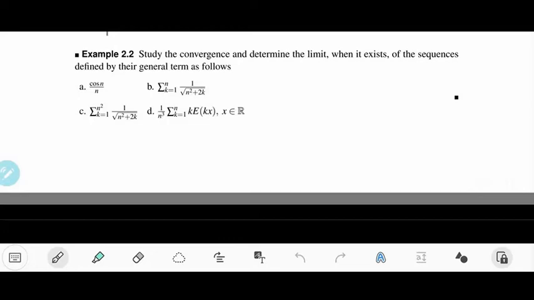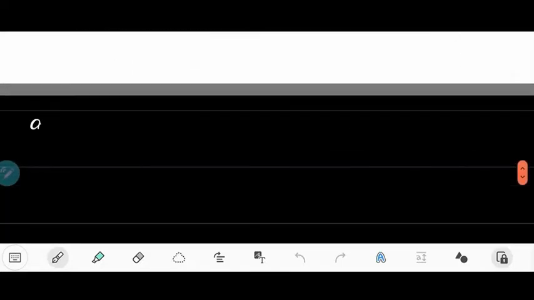Hi, we continue chapter 1 and we would like to solve this example. We need to prove for each sequence that it's convergent and we need to determine its limit. So let's take the first one. Un equal cosine n over n.